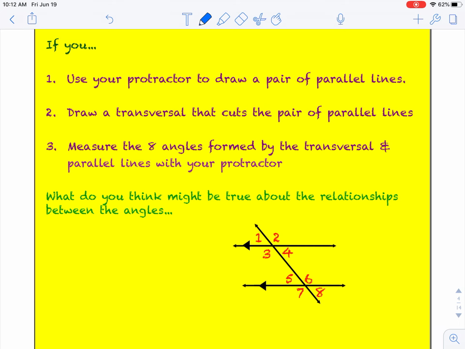So imagine if you use your protractor to draw a pair of parallel lines and you draw a transversal that cuts the parallel lines, and then you go ahead and measure all of the 8 angles formed by the transversal and the parallel lines. What do you think might be true about the relationships between the angles? What does it look like is happening? So think about that for a minute and see if you can make any conjectures based on the drawing I have on it here.